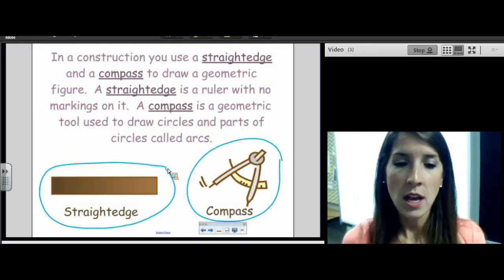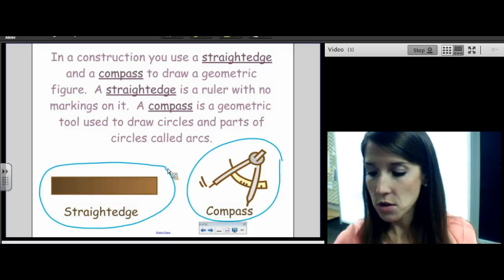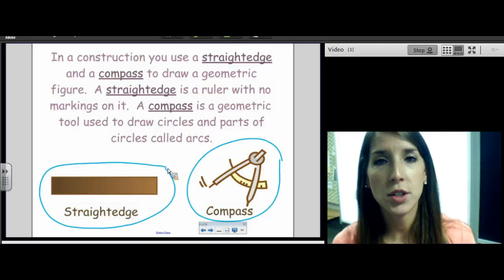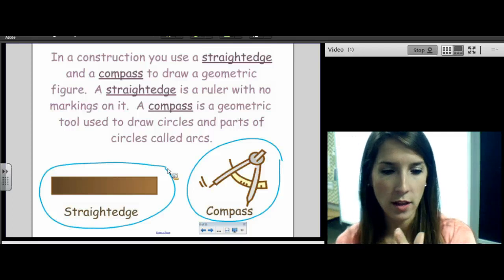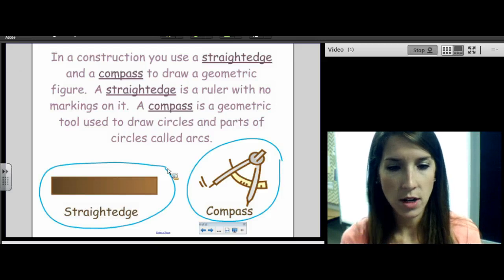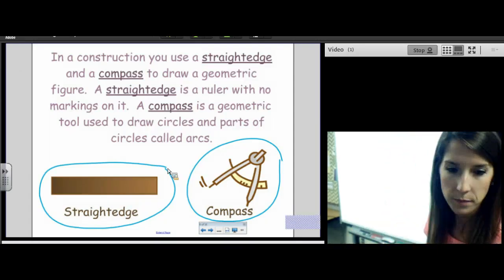So a straight edge is an edge with no markings. So you can use the side of a textbook. You can use the side of a piece of paper. You can use the side of your calculator. Those are all straight edges, just something to help you draw a straight line. And a compass, I just talked about that. It draws circles and arcs, which are part of circles.